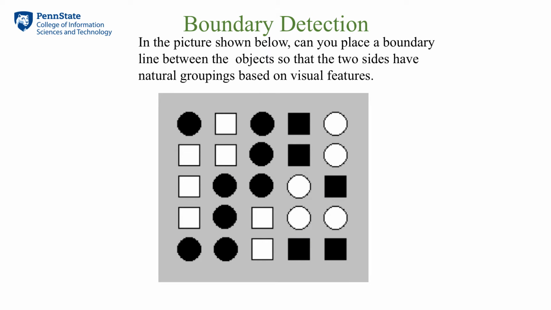Our next experiment is about boundary detection. In the picture below, try to find a boundary that can separate things that have very distinct visual features. Now do the same experiment on another picture. Do you see a boundary in this picture?